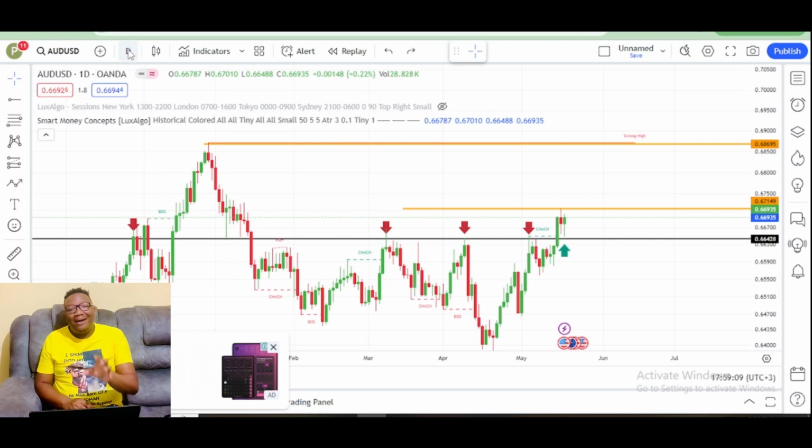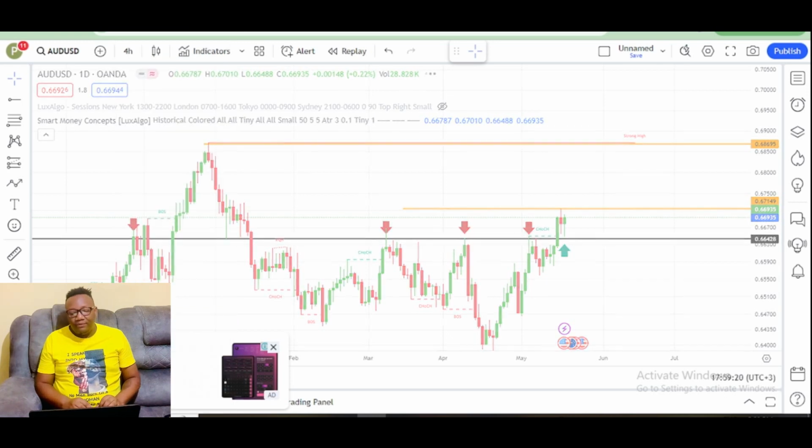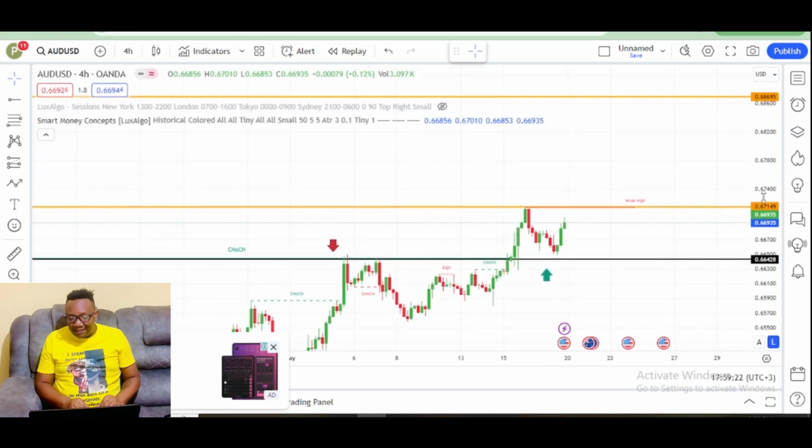Now we are on the daily, so I already know what I'm looking for. I'm looking for buys, unless on the lower time frame I see other chart patterns or otherwise. So I go down to the 4-hour time frame. You get? On the 4-hour time frame, this is it now.